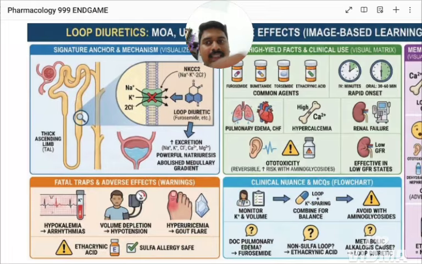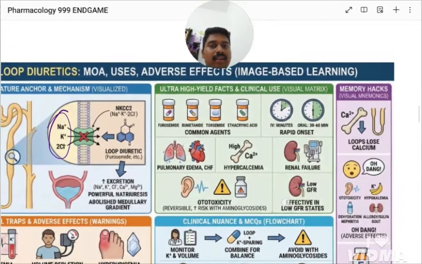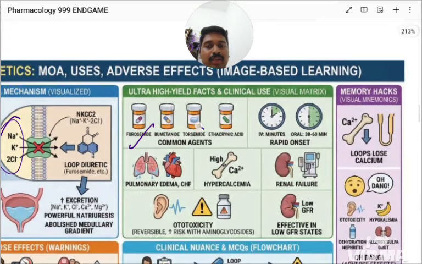So now what is their action? Their action is diuresis, which means it will increase excretion of urine. There's increased excretion of sodium, potassium, chloride, calcium, everything, because reabsorption itself is inhibited. So it causes powerful natriuresis, that is, more sodium is excreted. Okay, that is not absorbed. Which are the common agents? Furosemide, torsemide, bumetanide, and ethacrynic acid. I want you to remember these agents.